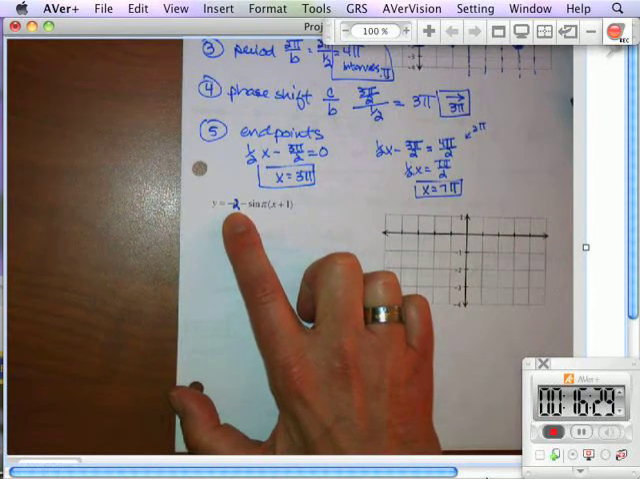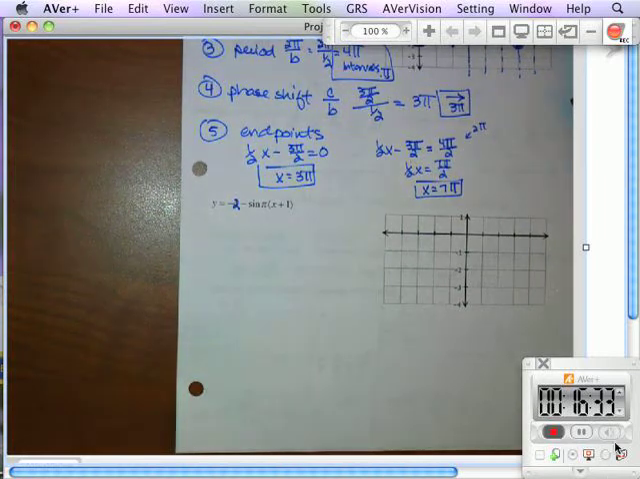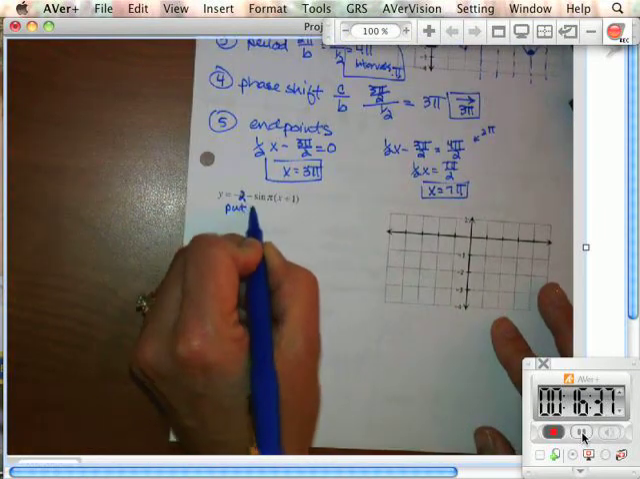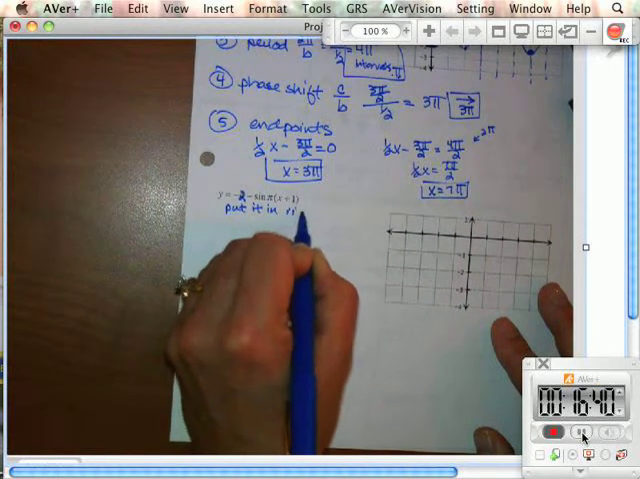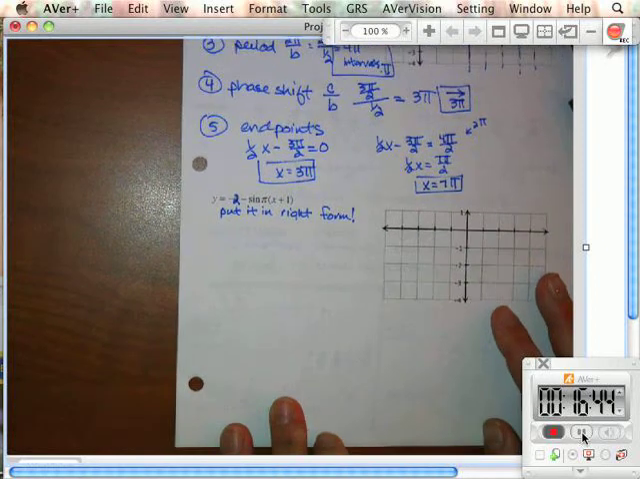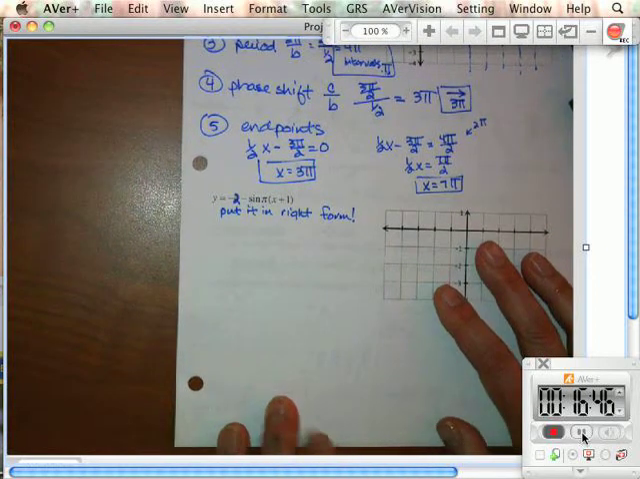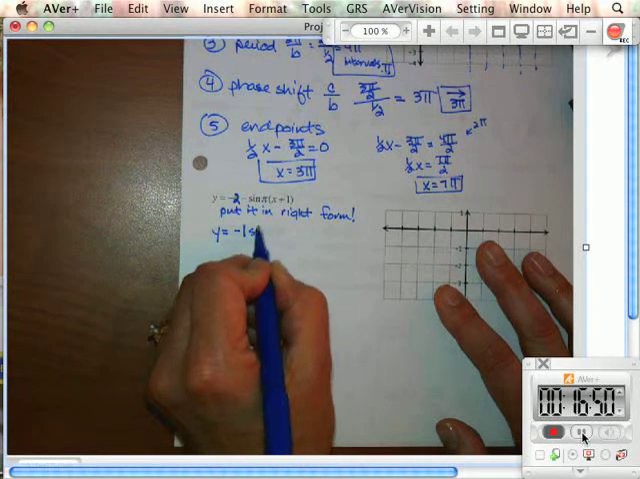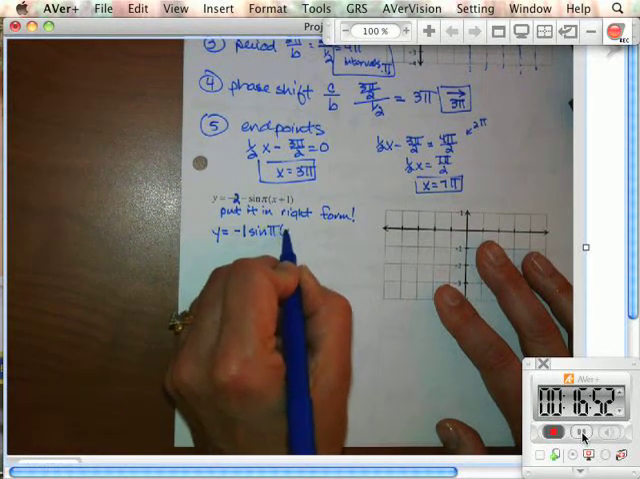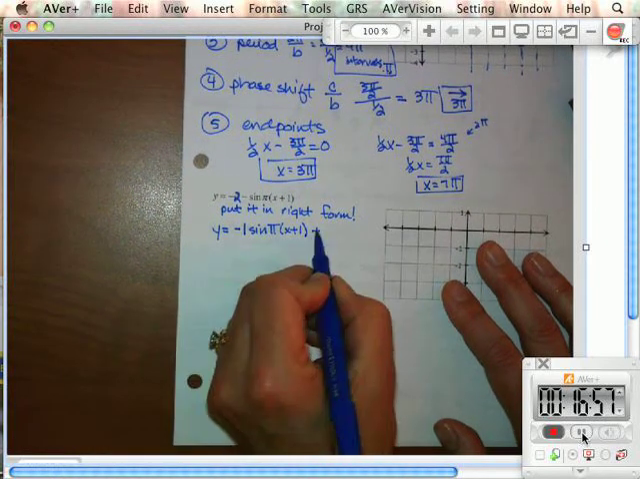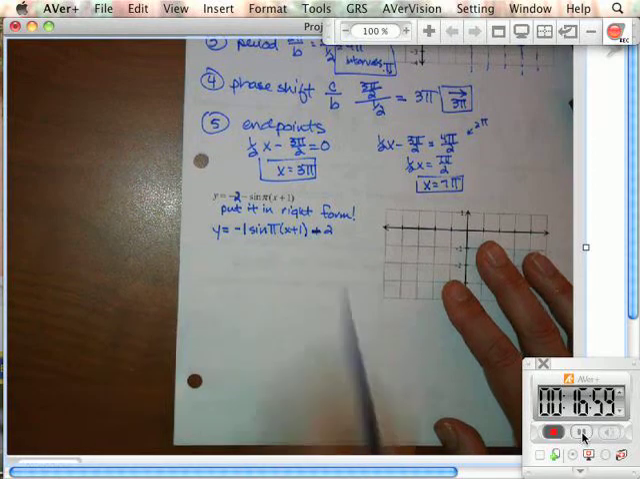So, what's the point of it? I don't know. You have to rewrite it. You got to put it in the right form, which means it's going to look like this. I'm going to put a 1 here. Oh, excuse me, that's a minus. Minus 2. That's a minus.